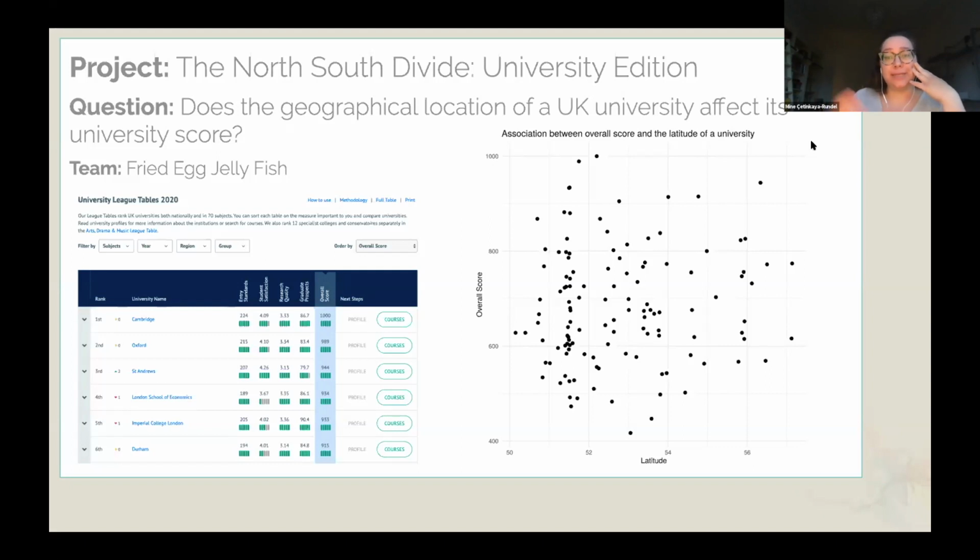But once they realized that there isn't a whole lot going on here, they went on and wrote some code that iterated through all of these university websites. So if you click on all of these links, you get to more information, and they were able to harvest more data and incorporate that into their project as well.